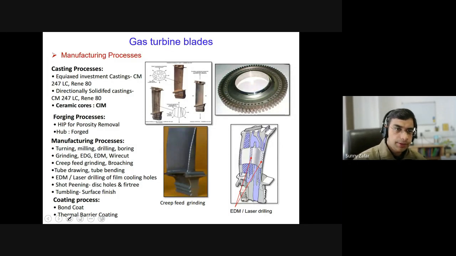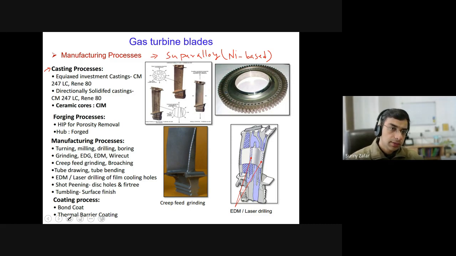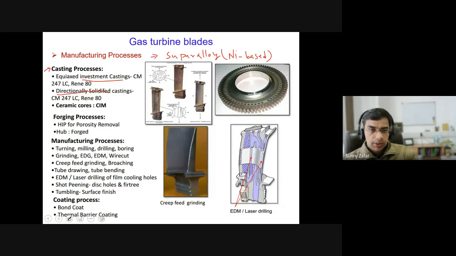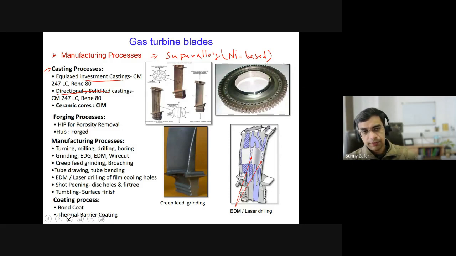For the gas turbine blades, we know the material we are handling is super alloy, which of course is nickel based. So the casting process which is used is not sand casting. Sand casting we have all read about, but for gas turbine blades we use directionally solidified casting using the investment casting process. So we will see what directional solidification is. Just to give a brief idea, it is a method of solidifying a casting in which grains grow in a particular orientation. All the grains are aligned in a particular direction. Hence, it is known as directionally solidified casting.